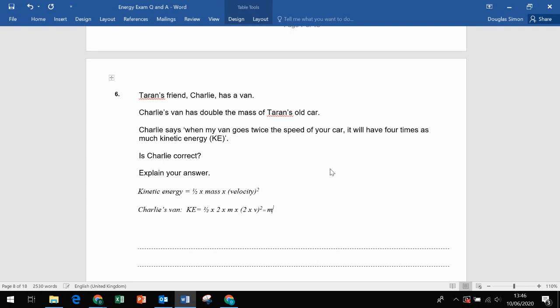2 squared is 4, and v squared is obviously v squared. So we're going to have m times by 4 times by v squared. If we write it in a slightly more normal format, 4mv squared. So that is actually correct, isn't it? Charlie is correct. His van or her van will have 4 times as much KE.